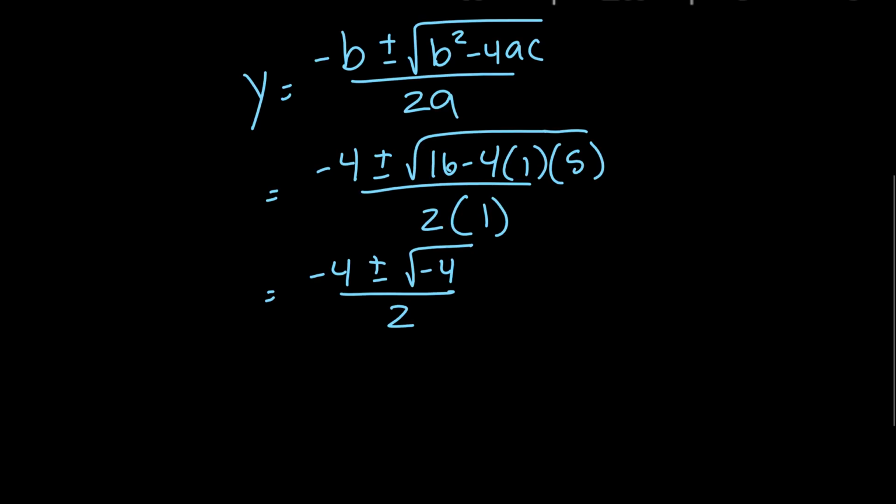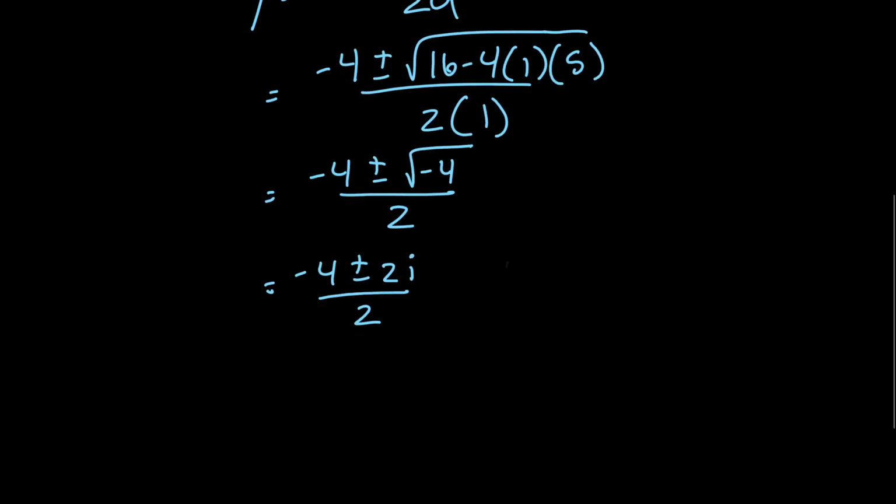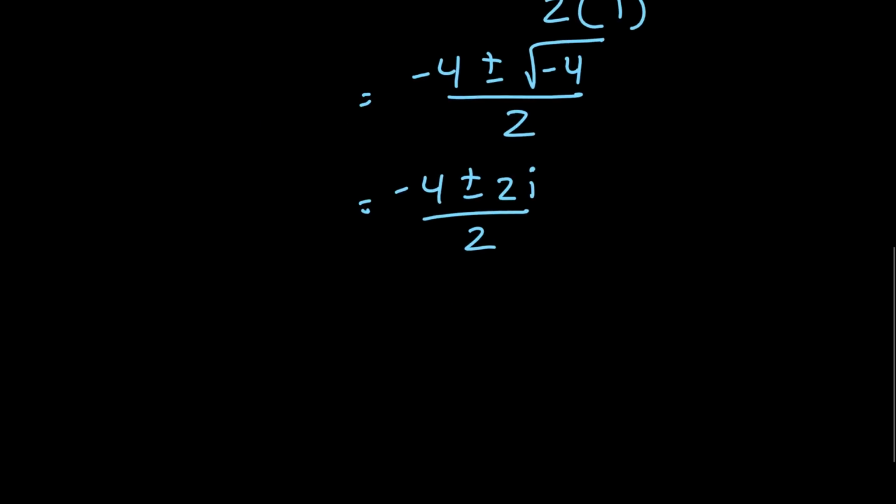So, what is the square root of a negative 4? Right. What is the square root of 4? And what's the square root of a negative? i. So this becomes 2i over 2 still. What is the last and final step?